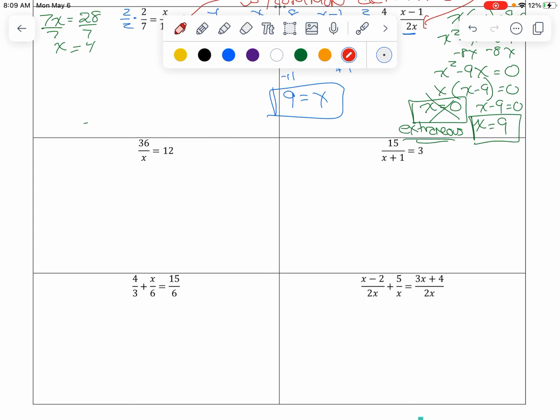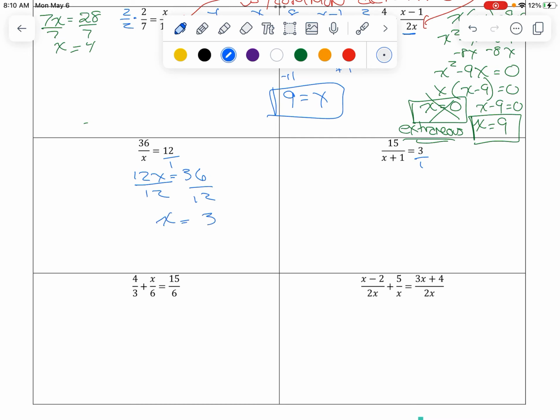These don't look like fractions, but what we can do is we can rewrite them so that we put a 1 over both of those. And if we put a 1 over both of those, we can do our butterfly method or our cross multiplication. So I just end up with 12x equals 36, and I divide both sides by 12, and I end up with x equals 3.